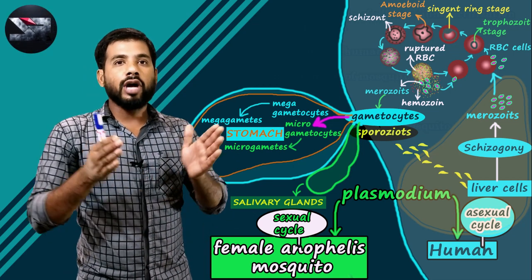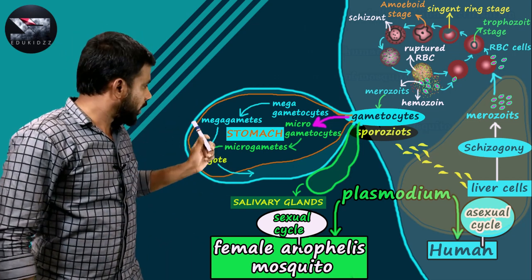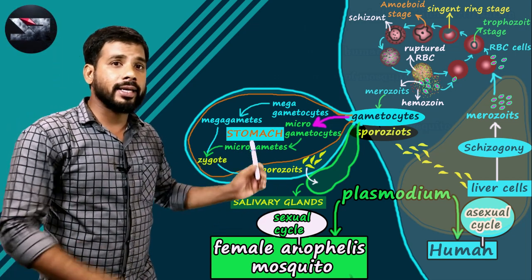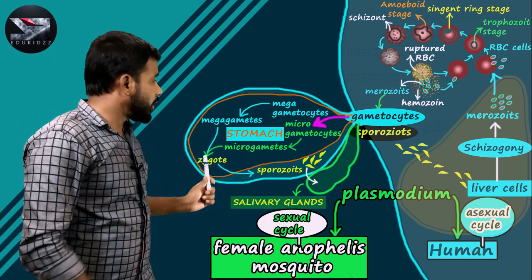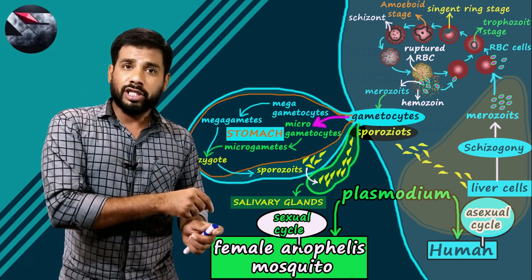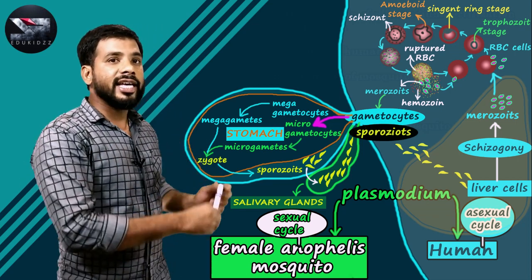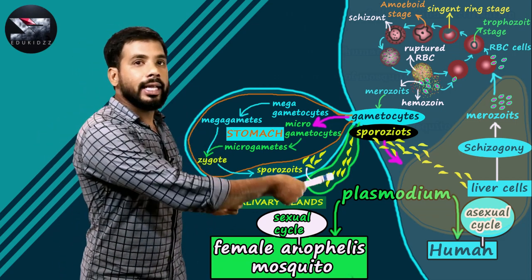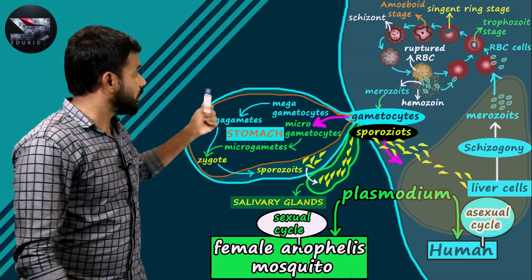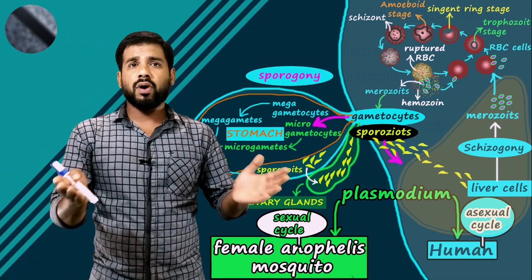These megagametes and microgametes fuse, resulting in the formation of a zygote, and that zygote develops into sporozoites. These sporozoites migrate from the stomach into the salivary gland of the mosquito, where they are stored. If this mosquito bites a healthy person, it transfers the sporozoites to the healthy human body and causes malaria again. The cycle that occurs in the mosquito, the sexual cycle, is called sporogony. So this is the life cycle.